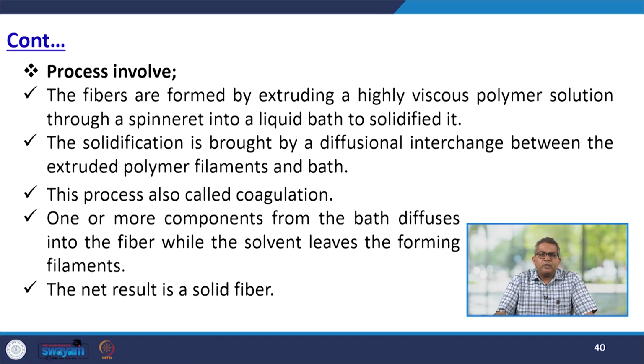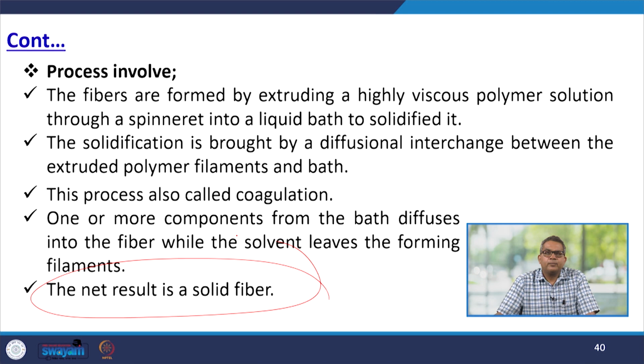Now this process involves fibers. They are formed by extruding a highly viscous polymer solution through the spinneret into the liquid bath to solidify it. The solidification is brought by the diffusional interchange between the extruded polymer filament and bath. Now this process is called coagulation. So one or more components from the bath diffuse into the fiber while the solvent leaves the forming filament, and the net result is your solid fiber.